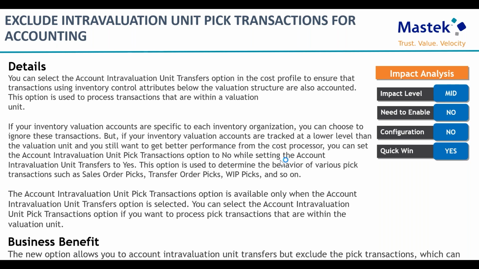This will be important when you have intra-valuation units at the valuation unit, but at the same time you have accounts at a lower level than the intra-valuation unit. In this case, you will be able to combine account intra-valuation as yes and disable accounting of the intra-valuation picking transactions. These picking transactions could be related to sales orders, transfer orders, or work in process transactions, and so on. So these two feature updates will help you reduce the number of cost accounting distributions being generated.